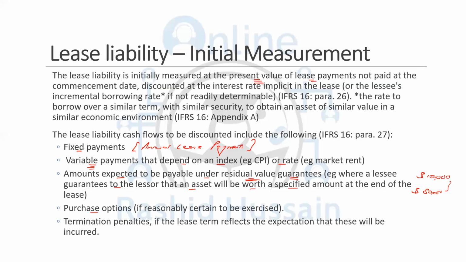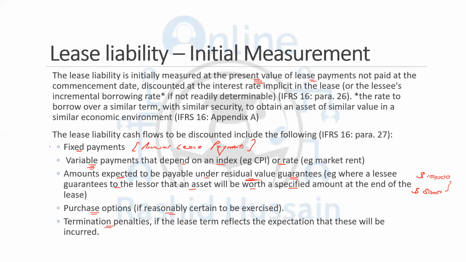Then we have the purchase option. Now, purchase option means that, for example, if the lessor has given the lessee the right to purchase the asset by the end of the lease period, and obviously, they will be making certain payment to buy the asset. And if the lessee is reasonably certain, that means it is highly likely they will be availing that option, then that purchase option payment will be considered as well. The termination penalties, for example, if you are terminating the lease during the non-cancelable period, then you are supposed to make the payment related to termination as well.